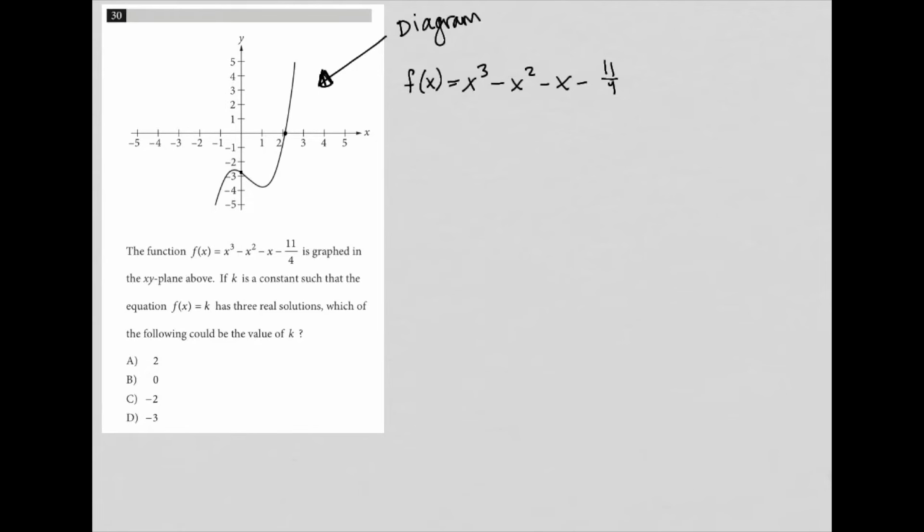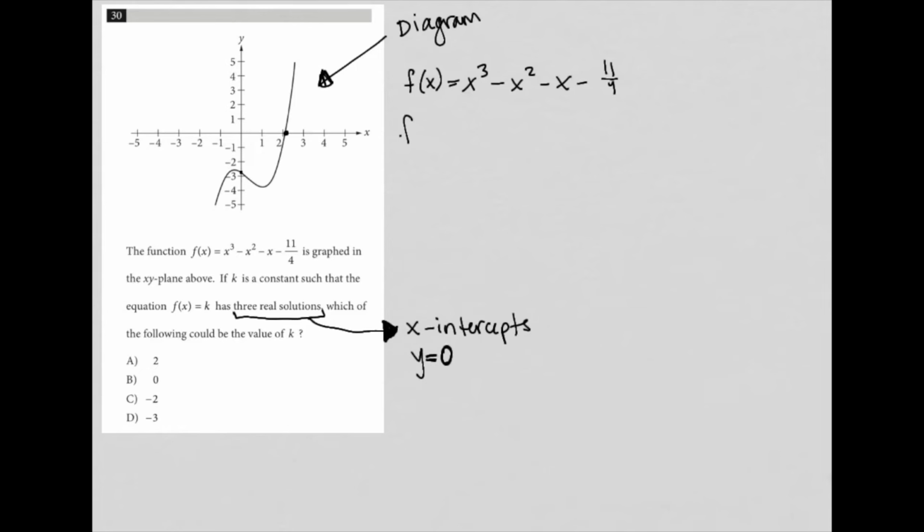Okay, so real solutions. What does that mean? Real solutions when it comes to graphs, and a lot of students don't know this, literally just means x-intercepts. Real solutions are y equals 0. So very literally, they are just x-intercepts. So right now, this graph only has 1 real solution, as is.